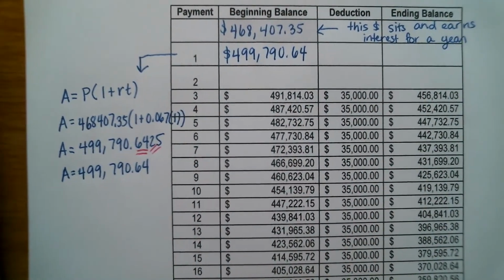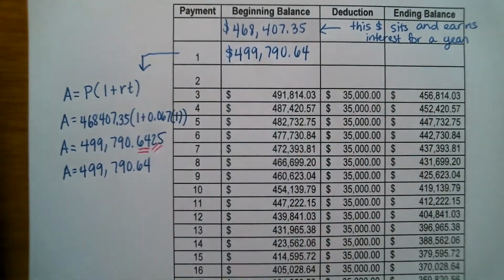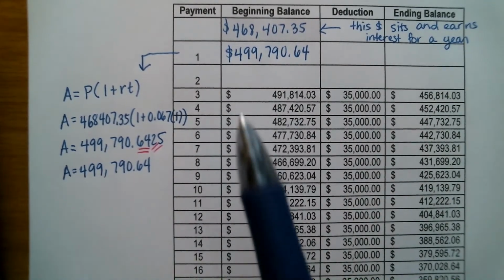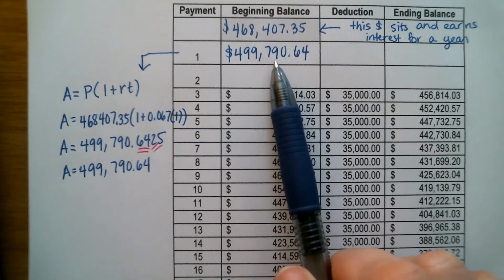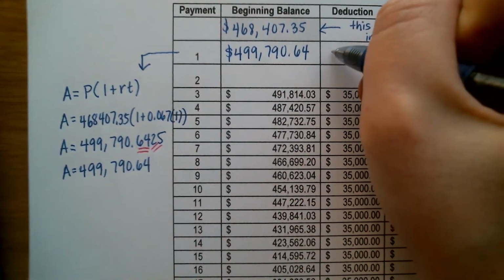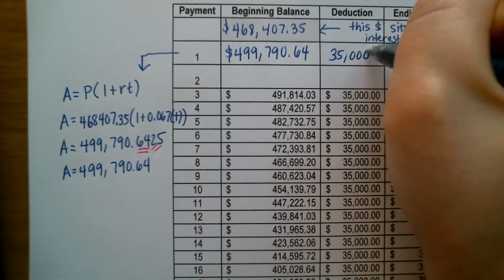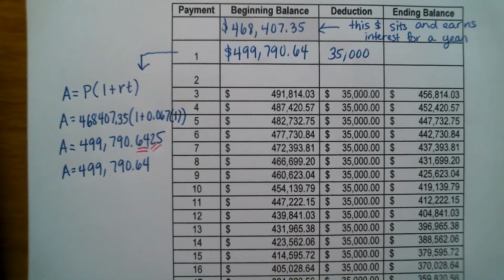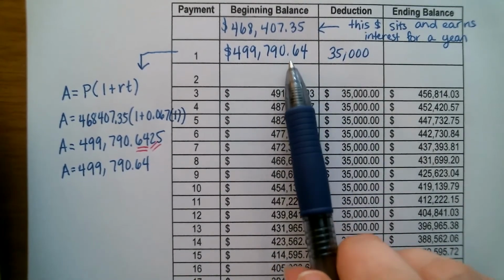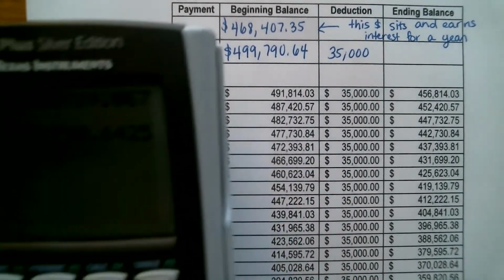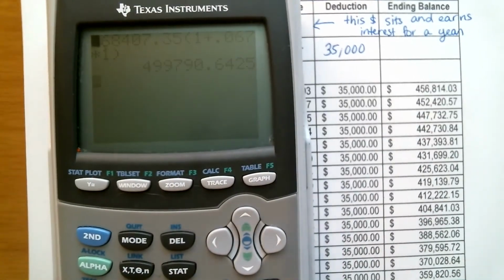Just to recap, we started with our 1 lump sum. It spent a year, because we're doing everything yearly here, earning interest. So after 1 year from the deposit, this is how much we have in the account. Now we can make our first deduction, which is $35,000, paid out to the family. Then you figure out what your ending balance is after the first payment.